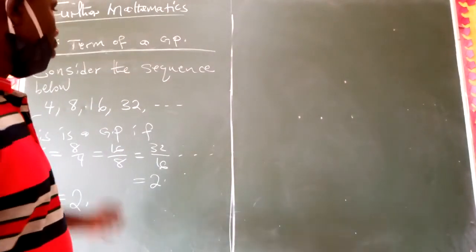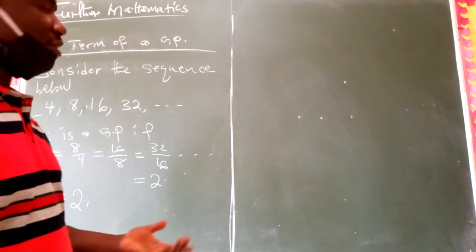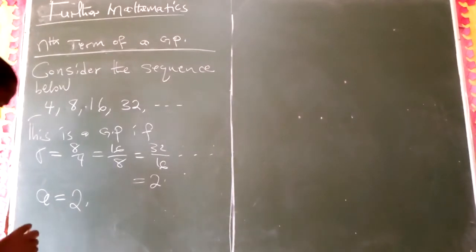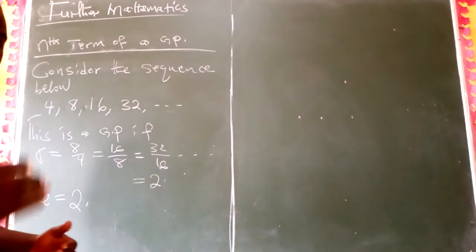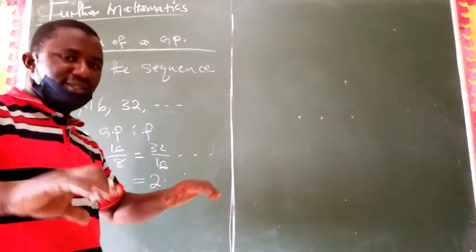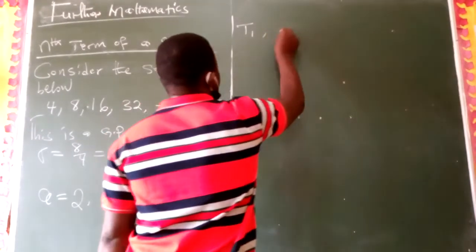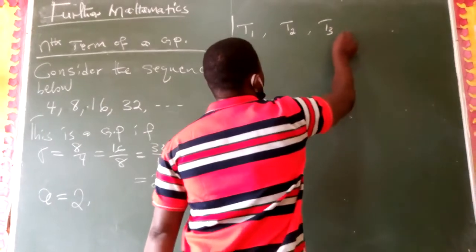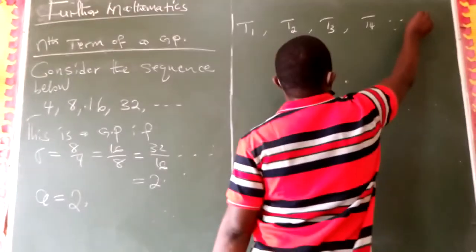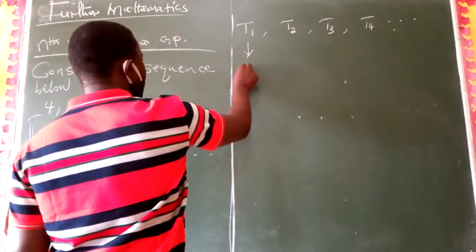What more do we have to do? We want to generalize GPs, terms in a GP, or the nth term of a GP. We now say, consider this particular GP. I will put them term by term, and then from there we generalize. Here my first term is T1, my second term is T2, my third term is T3, my fourth term is T4, and so on. Can you see? So here my first term is a, which is simply 4.